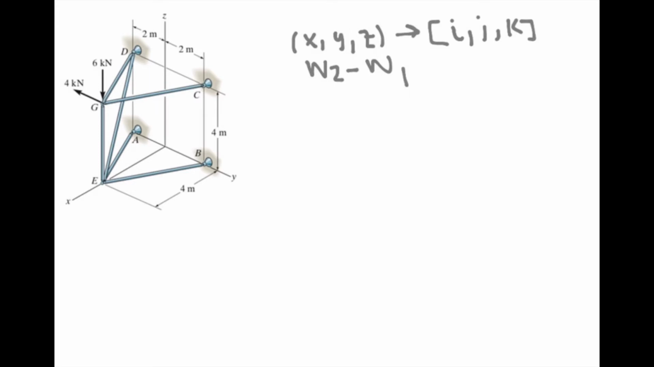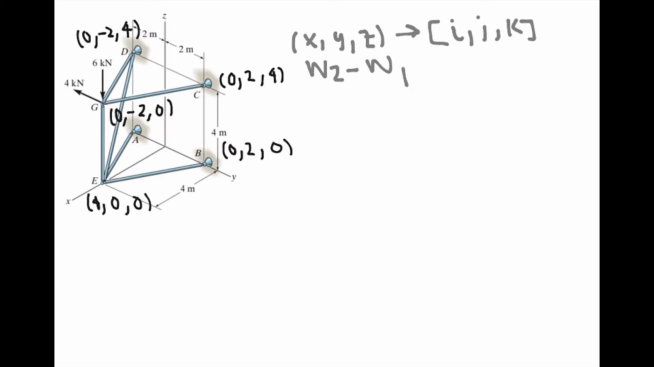Now let's begin by labeling all of the coordinates, starting with A. A has the coordinates of 0, minus 2, 0. B has coordinates 0, positive 2, 0. C has coordinates 0, 2, 4. D, 0, minus 2, positive 4. E, 4, 0, 0. And finally G, 4, 0, 4.